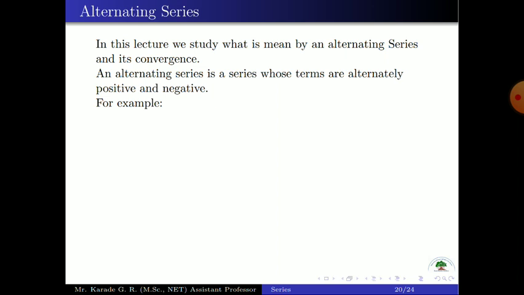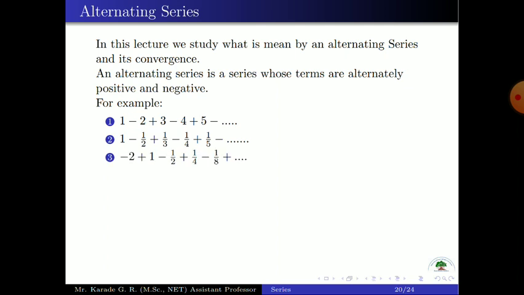For example, 1 minus 2 plus 3 minus 4 plus 5 minus ... This is an alternating series. Second example is 1 minus 1/2 plus 1 by 3 minus 1 by 4 plus 1 by 5 minus ... This is also an alternating series because the terms are alternately positive and negative. Next example is minus 2 plus 1 minus 1/2 plus 1 by 4 minus 1 by 8 plus ... This is also an alternating series. So you can construct alternating series by taking terms alternately positive and negative. So now we understood what is meant by an alternating series.